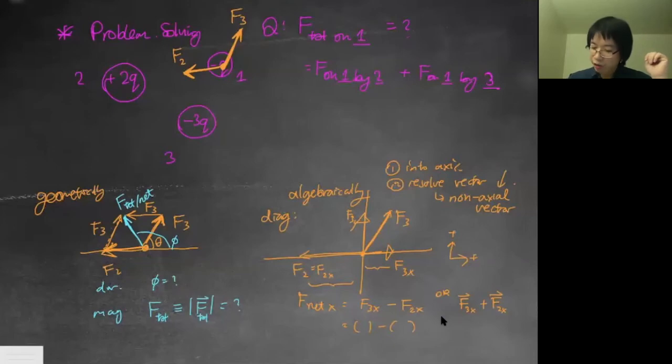And then now you do F net y, right? So F net y is just F3y. So whatever number that is, you resolve these forces with sine and cosines like that.